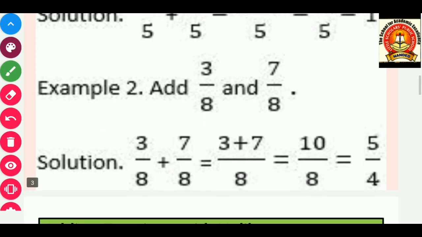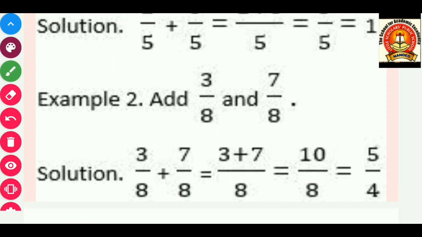In another example, we are having 3 upon 8 and 7 upon 8. Here the denominator is again the same, so we'll add the numerators 3 and 7. We'll get 10 upon 8. 10 upon 8 we will simplify, we'll reduce it, we'll get 5 upon 4. Here we have divided with 2's table. 2 5's are 10, 2 4's are 8. So 5 by 4 is the simplified answer.